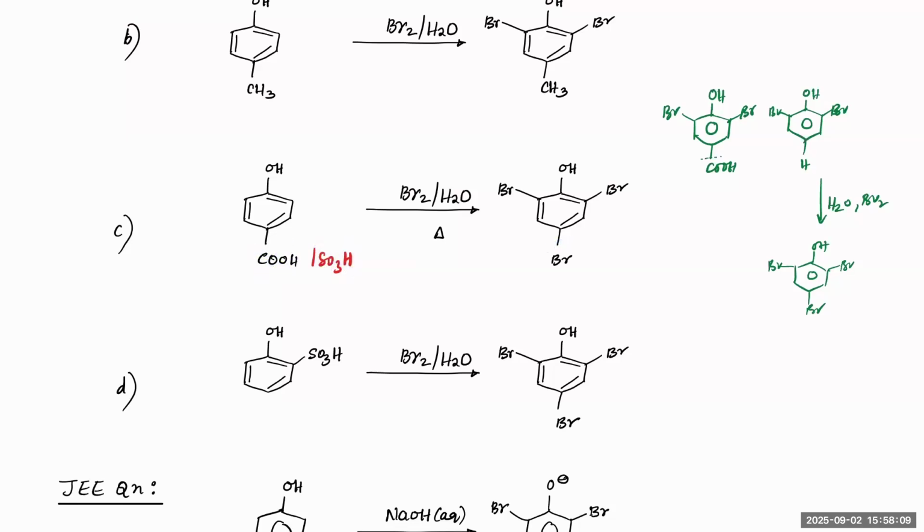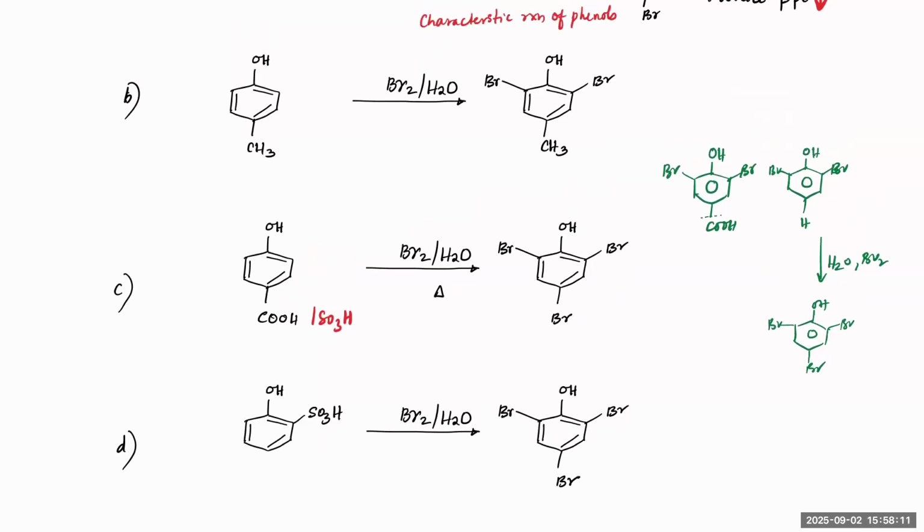This we have done earlier. So by removing out COOH, you will get hydrogen first. And thereafter, once your COOH is gone, H+ comes and again bromination will happen. So that's how you'll get 2,4,6-tribromophenol.